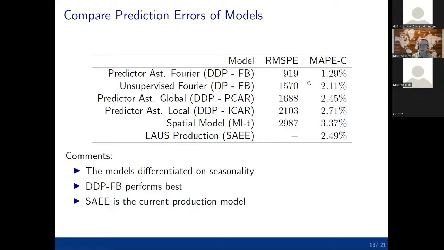And so we have two columns. One is the root mean squared predicted, or I like to say forecasted error. And we see in general that the Fourier basis does better and the predictor-assisted versions of clustering do better. The last column is based on a mean absolute prediction error, and it's something they use internally at BLS to evaluate the programs. And so we see that our proposed method also appears to do better than the production method.